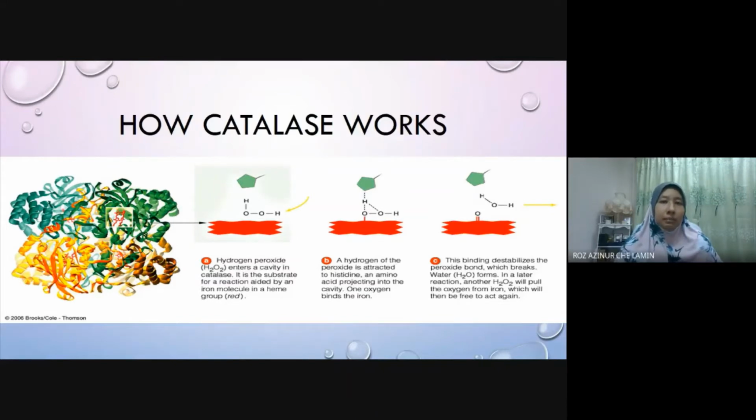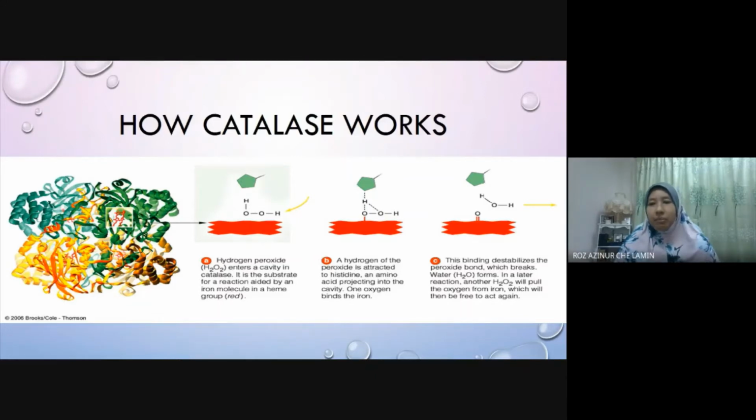Okay, basically hydrogen peroxide is very toxic to the cell. So when the hydrogen peroxide enters the cavity in the catalyst, which is the enzyme, it is a substrate for a reaction aided by an ion in a heme group. So what happened here, the hydrogen of the peroxide is attracted to the histidine, an amino acid projected into the cavity, and one oxygen will bind the ion.